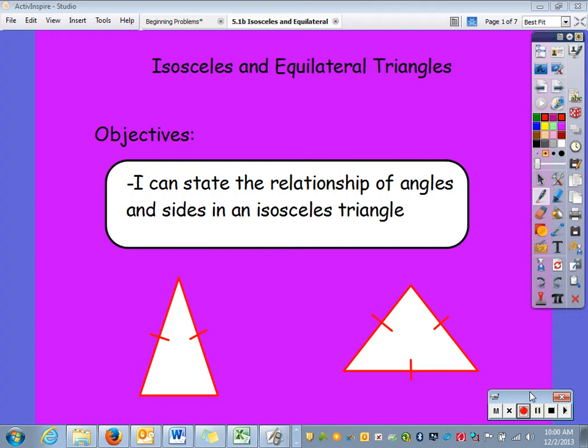Alright, so in this video we're going to focus on isosceles and equilateral triangles. Remember, isosceles means that two sides are the same, and equilateral means that all three sides are the same length. You can state the relationship of angles and sides. In an isosceles triangle, we're going to learn about a very important theorem.